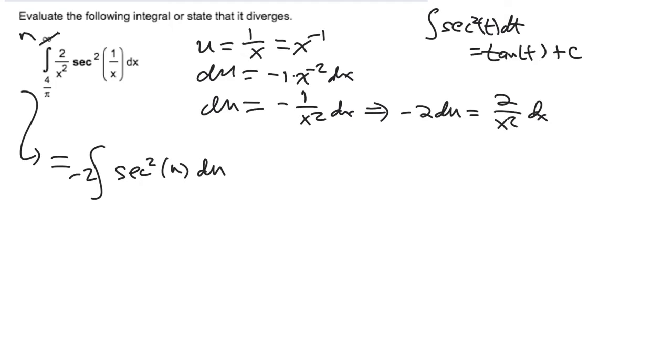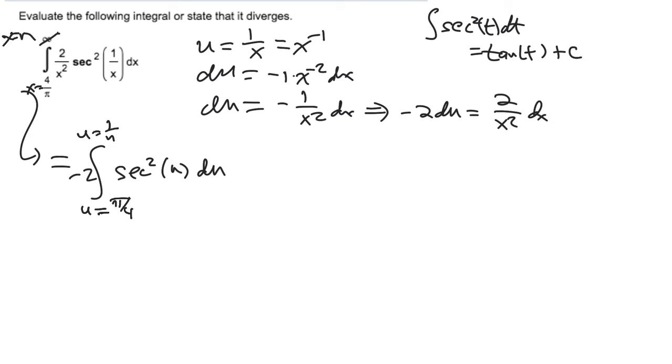All right, so to change my limits of integration, I just go back to my original substitution. When x is 4 over pi, then 1 over x is just the reciprocal of that, so it's pi over 4. So here the x is 4 over pi, so the u is pi over 4. And at the top, x is n, which means that u is 1 over n.